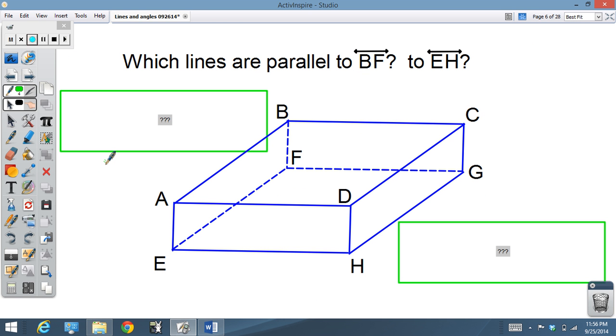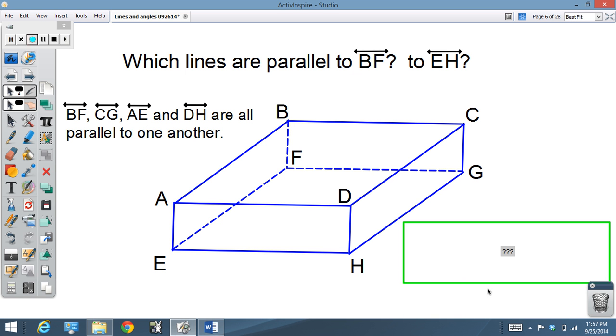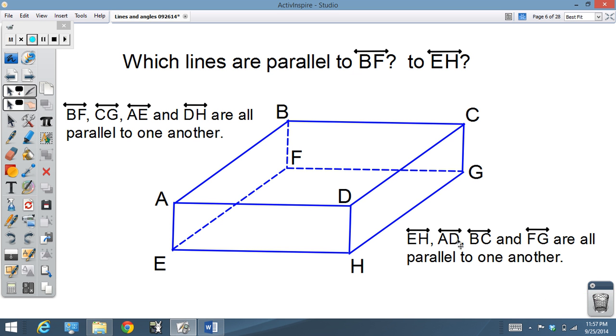Okay, your turn. Which lines are parallel to BF and which are parallel to EH? Pause for a second if you want to try it on your own. I'll reveal the answers in a second. All right, here we go. Answers coming up. Parallel to BF: CG, AE, and DH, they're all parallel to one another. And to EH, parallel lines are AD, BC, and FG.